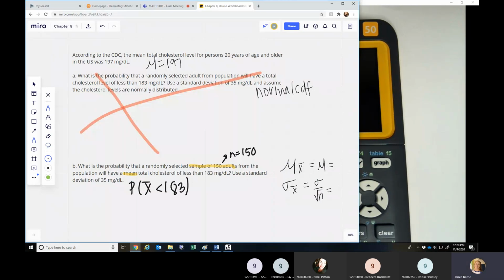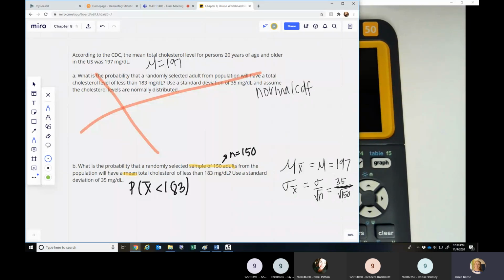Okay, so they told us that the mean was 197. They told us that at the very beginning. They said use a standard deviation of 35. That's going to be 35 divided by the square root of the sample size, which they told us was 150. I'm just going to leave it just like that so we don't mess up with any rounding. If you round at the very beginning, it can throw your answer off a little bit. So I like to leave it as exact as possible. So this is the exact version of the answer.